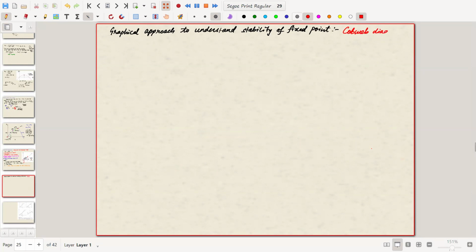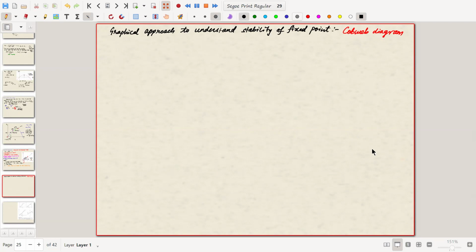Cobweb. Cobweb diagram. Because the red lines you saw in the code were representing a cobweb-like structure. Fine. So therefore, graphical approach is a cobweb diagram. But mathematically, how can we understand the stability of fixed point is the question.